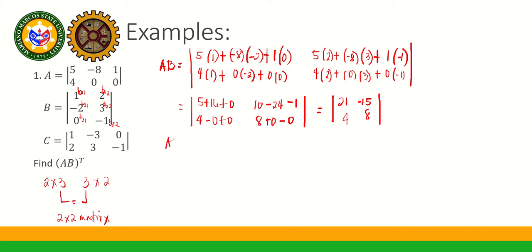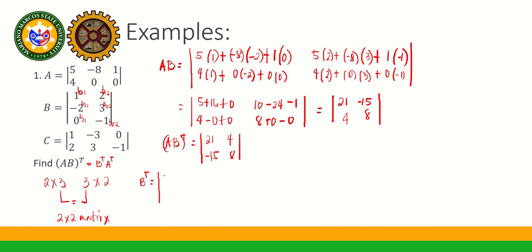Now for our AB, transpose ng AB natin, this will be equal to 21, negative 15, tapos 4 and 8. Now, let's try if tama ba yung nasa rule natin. Okay, so yung nasa rule natin is, this is equal to the transpose of B multiplied by the transpose of A.